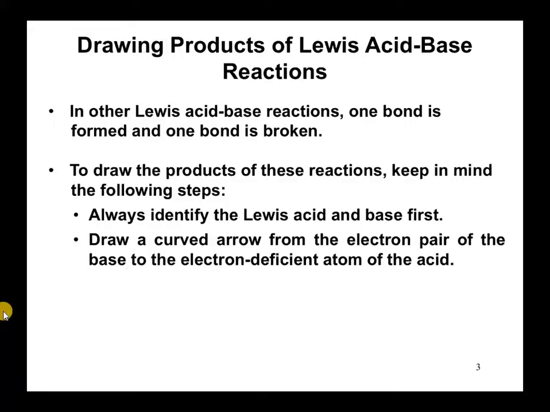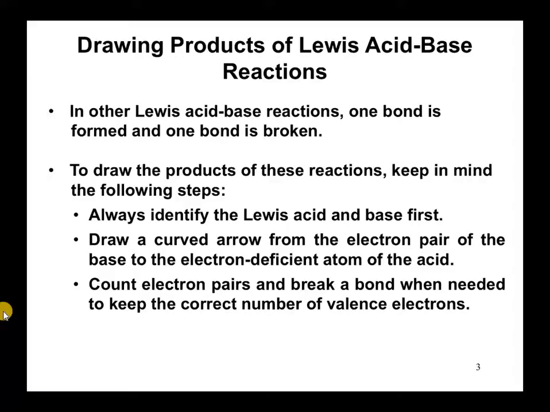Next, you draw the curved arrow from the base to the acid, right? Nucleophile to electrophile every single time, and that's super hard to do because when you first start out, you just kind of feel like you're drawing arrows everywhere. But the arrow always starts from the electron pair, which is either a lone pair or a double bond, and it always goes to the electron deficient atom, which is the Lewis acid.